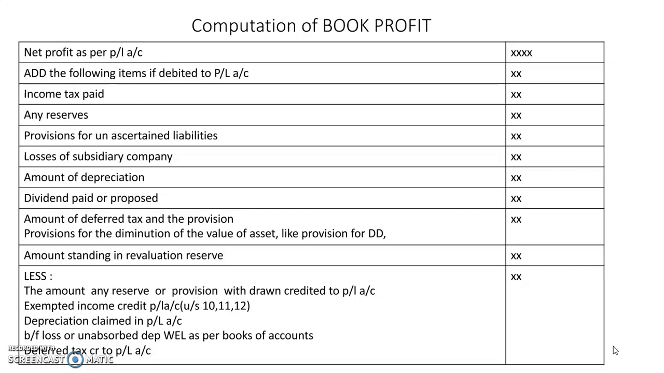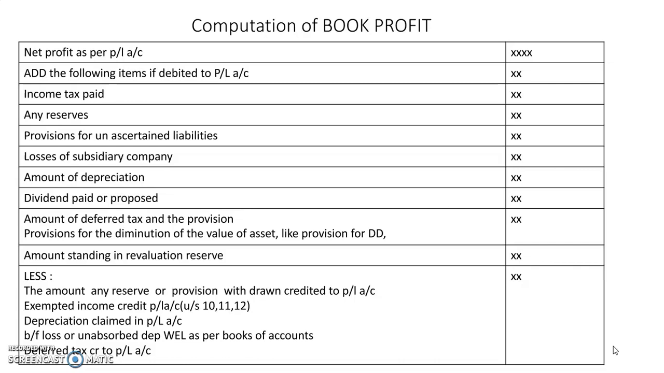And one more thing, any expenses incurred to earn the incomes that come under Sections 10, 11 and 12. So these are some expenses that will be debited in the profit and loss account. So you have to add them back to compute the book profit.